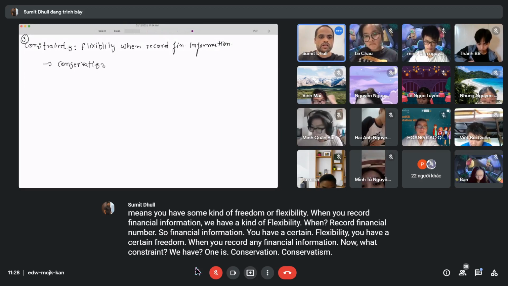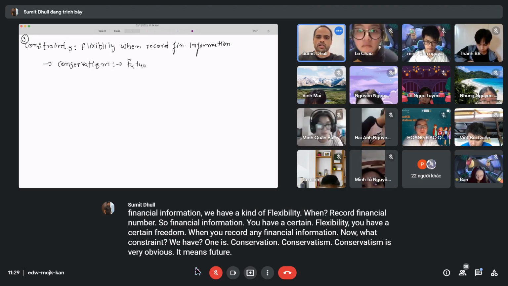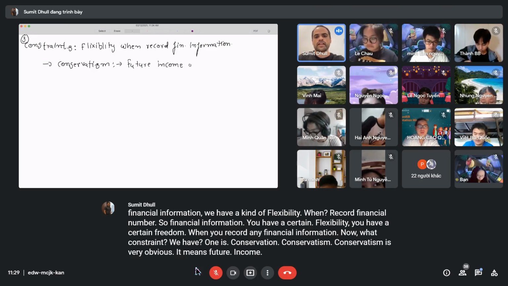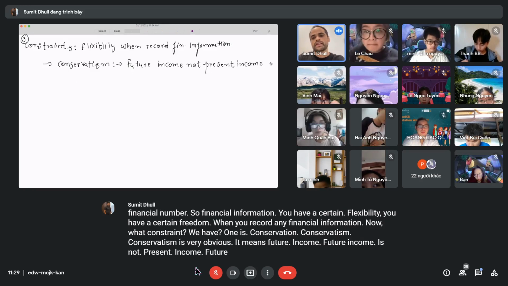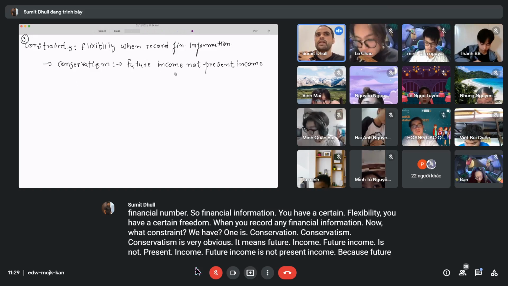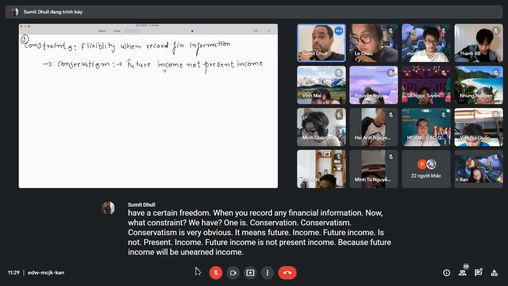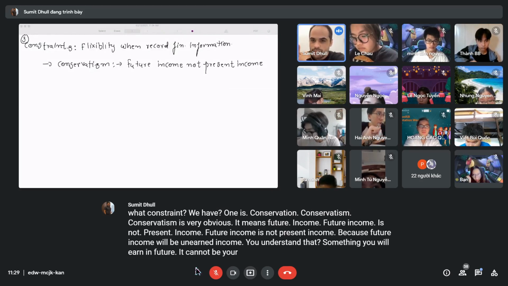Conservatism is very obvious. It means future income is not present income, because future income will be unearned income. You understand that? Something you will earn in future cannot be your present income.